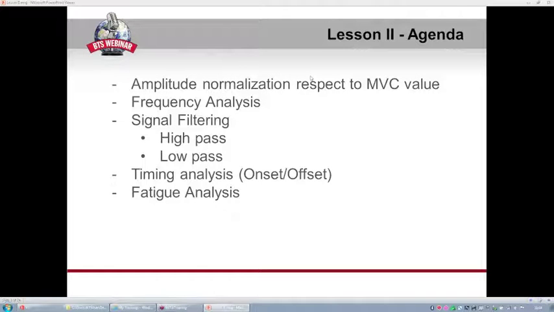During today's lesson, we will conclude the topic about amplitude normalization by talking about signal amplitude normalization with respect to a reference activity value. Then I will introduce you to the main concepts about the frequency analysis of a signal and about signal filtering. In particular, we will talk about high-pass and low-pass filtering. Then we will have an example about how to extract onset-offset timing information from the muscle activity, and then we will conclude with an easy example about how to use frequency analysis to investigate muscle fatigue.